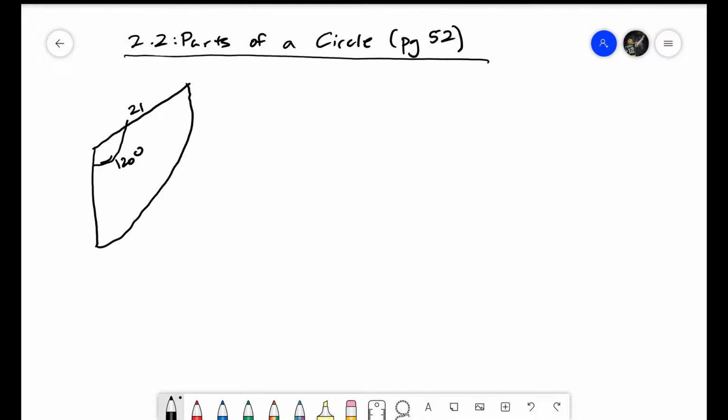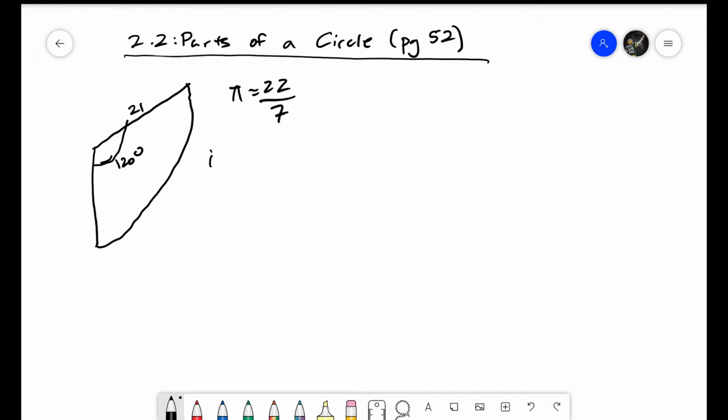Say you have a circle with a radius of 21 centimeters. And you have a sector cut out of that circle with a central angle of 120 degrees. Find the length of the arc formed by this sector, the area of the sector, and the perimeter of the sector, assuming pi to be 22 over 7.